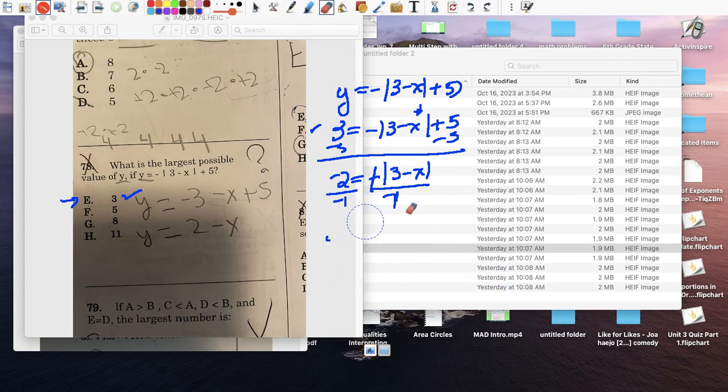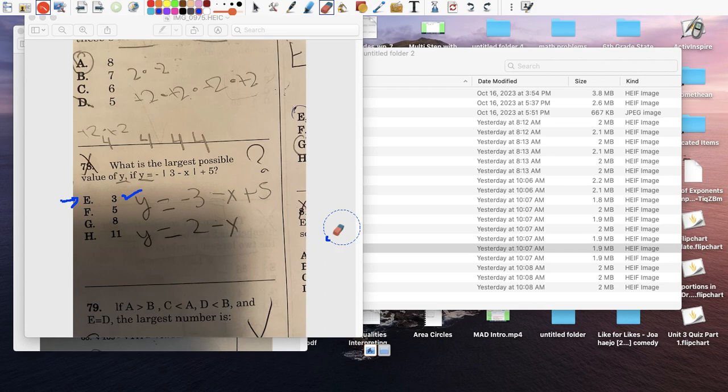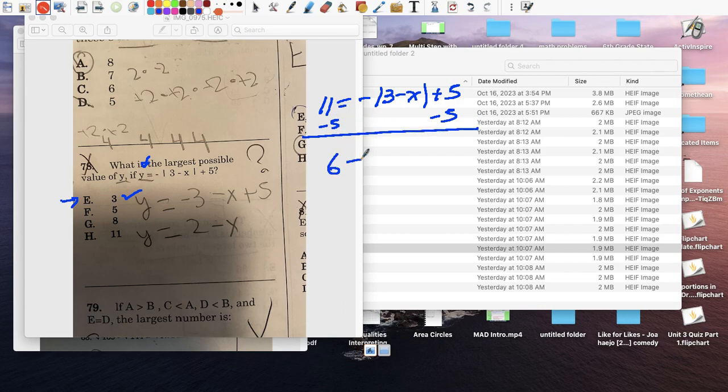Now I'm going to do 11, just for you to see something. So 11 equals, I'm replacing the y with 11, negative absolute value of 3 minus x, plus 5. So we subtract 5 from each side, just like we did before. This becomes 6. This becomes negative absolute value of 3 minus x. And remember what we did before, we divided by negative 1 and divided by negative 1. Negative divided by negative is a positive, so we're left with this, right, which is nice.